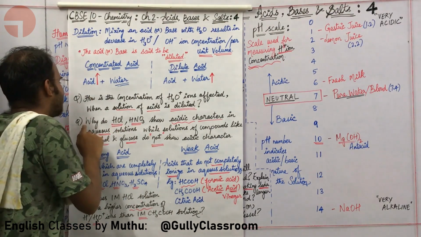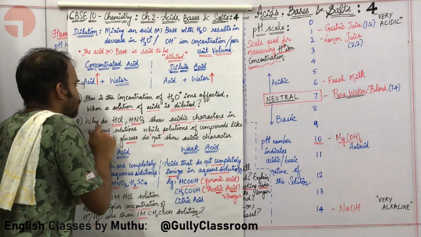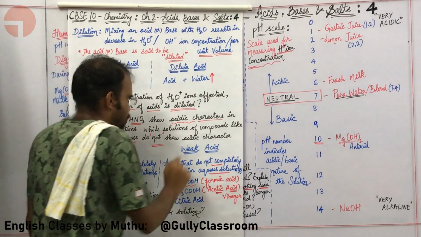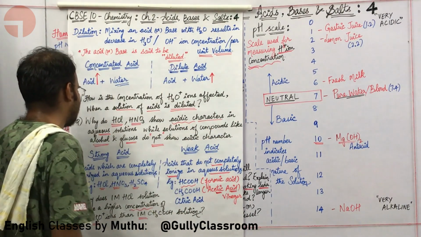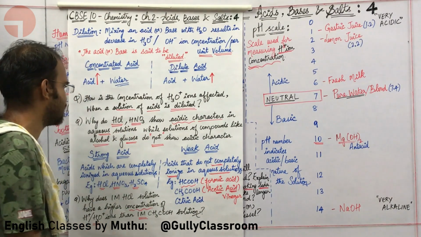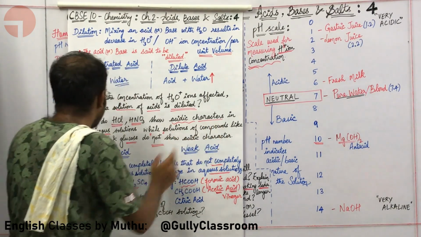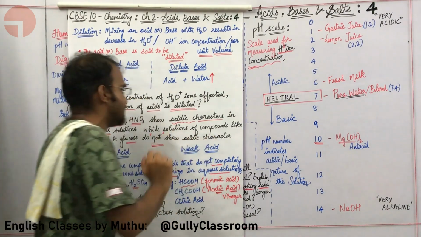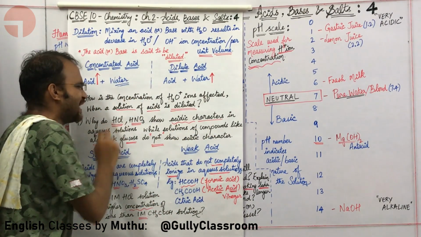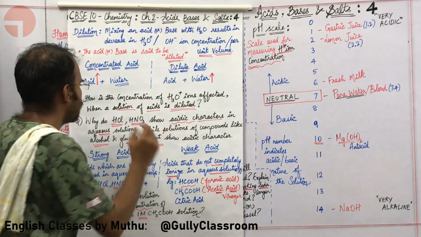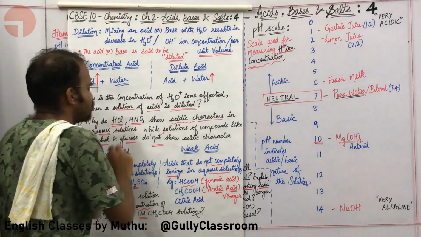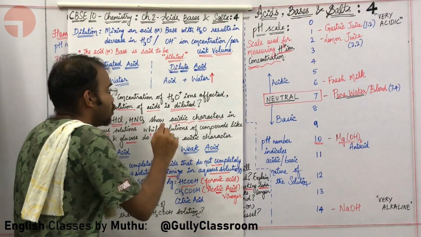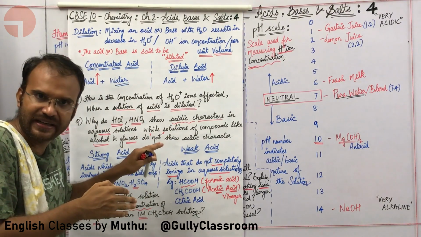Okay. So what is the next question? Why do HCl and HNO3 show acidic characteristics in aqueous solutions, while the solution of compounds like alcohol and glucose do not show acidic characters? HCl and HNO3 are showing acidic characters.